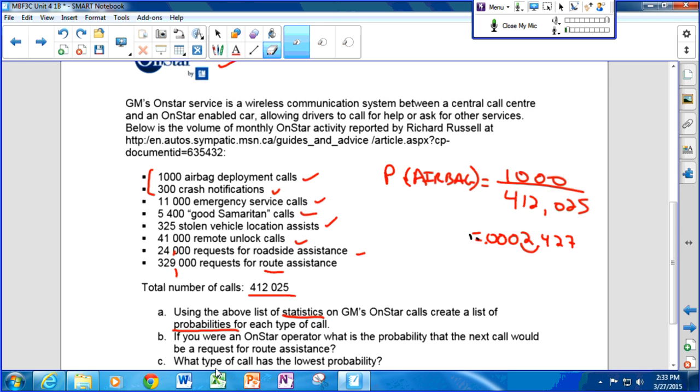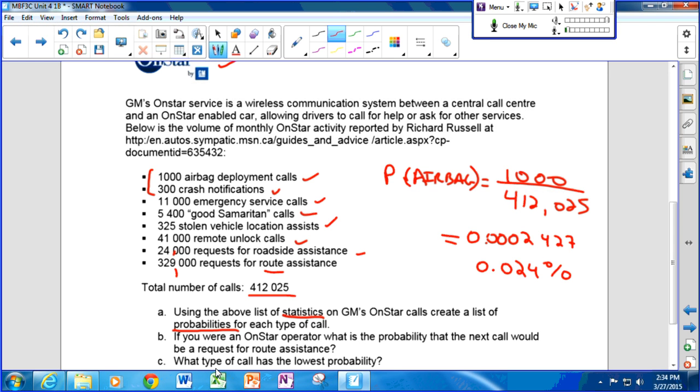Okay. I think I'm going to try the eraser thing. Hopefully this will work. Nope. All right, there you go. So even if I make that into a percentage, it's 0.024%. So not even 1%. A very, very small number of their calls are actually airbags, right? So that's how we can work it out.